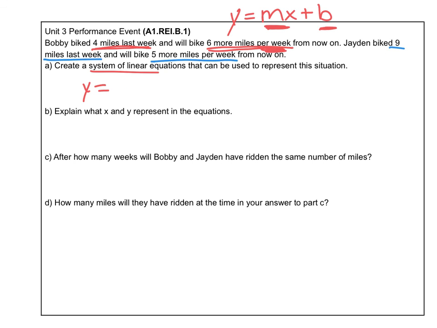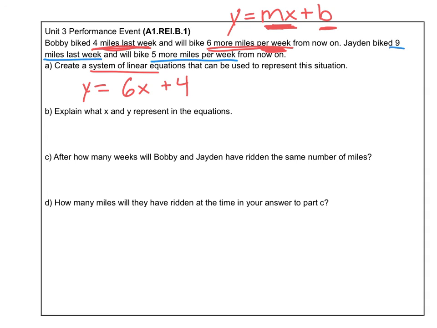Because it's 6 miles per week, okay? And we said, think about the one that's being multiplied by something. So 6 miles would be 6x. The 4 from last week, that's not changing, right? That's not being multiplied by anything. That's just 4 miles last week, okay?